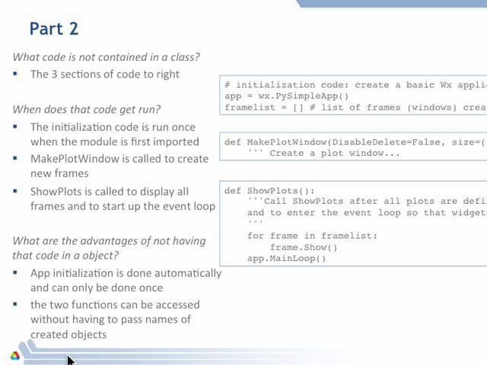And what do these things do? Well, make plot window is called to make a new frame, a new window, whichever you want to call that, same thing. Every time you call it, it creates a new window for you. And it returns the object which contains the panel and the frame, and the methods that allow you to create plots in that frame. And then finally, show plots is the last thing you do. This is going to bring up all the frames that you've created, and it's going to start the event loop.